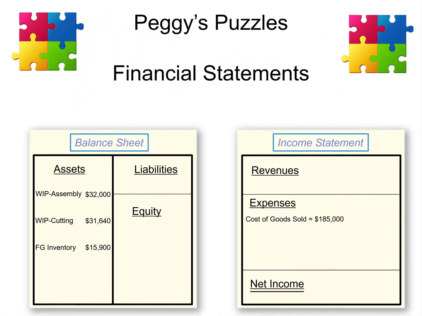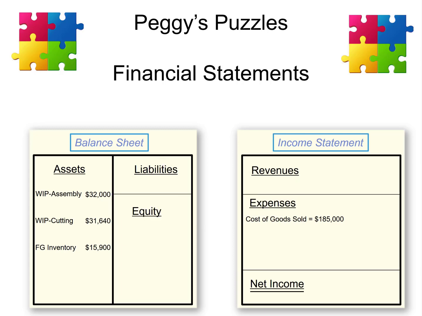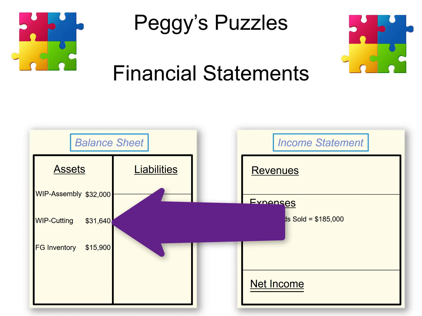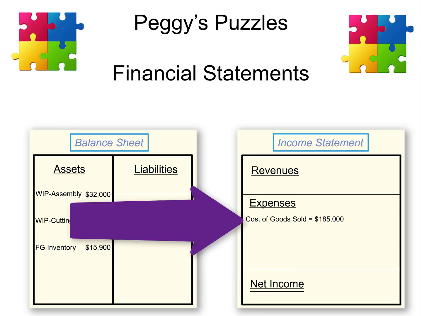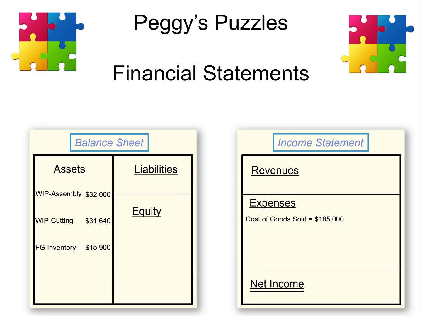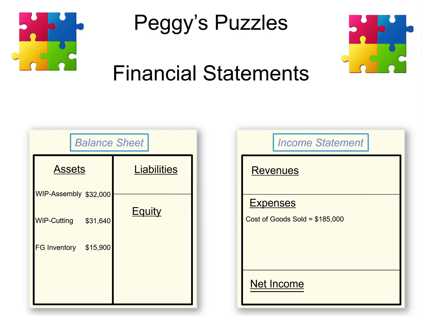So after all those journal entries are posted, this is what the financial statements would look like. On the balance sheet, work in process inventory for the assembly department was $32,000. Work in process inventory for the cutting department was $31,640. And finished goods inventory has a balance of $15,900. Meanwhile, over on the income statement, cost of goods sold was $185,000. Of course, we're not showing the revenues on the income statement, but we could have gotten that from the transaction where we made the sale of the puzzles.